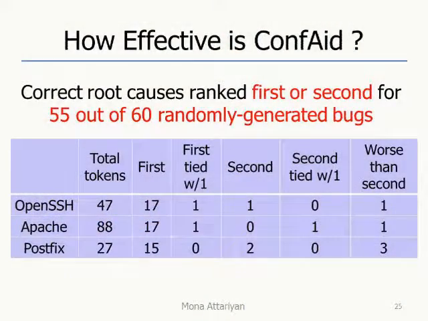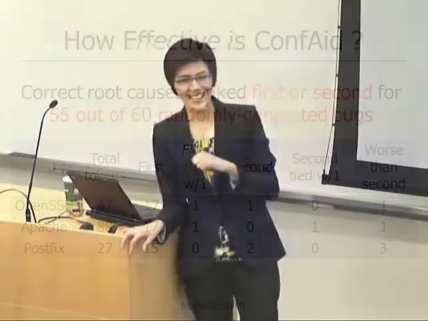Okay. So this is the other evaluation that James wanted to see. So we use the tool called ConfAid. It's developed at EPFL, and what it does is randomly generate bugs in configuration files that look like human errors.